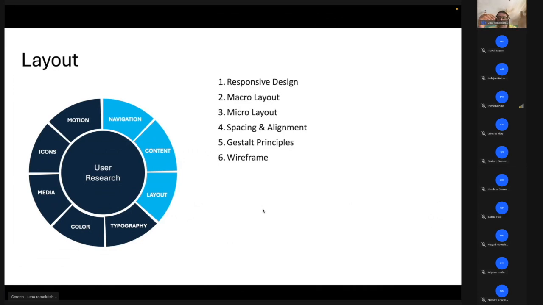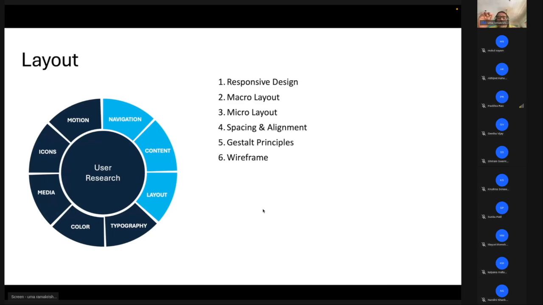Before layout, you thought of the content. Before content, you thought of your user. So it all has to flow from one thing to another in a seamless way, just to make sure at the end of the day what you do solves the user problem in a very efficient way. And one of the most important things in layouts is spacing and alignment. So no matter how busy it is or how bland it is, get your spacing and alignment right.